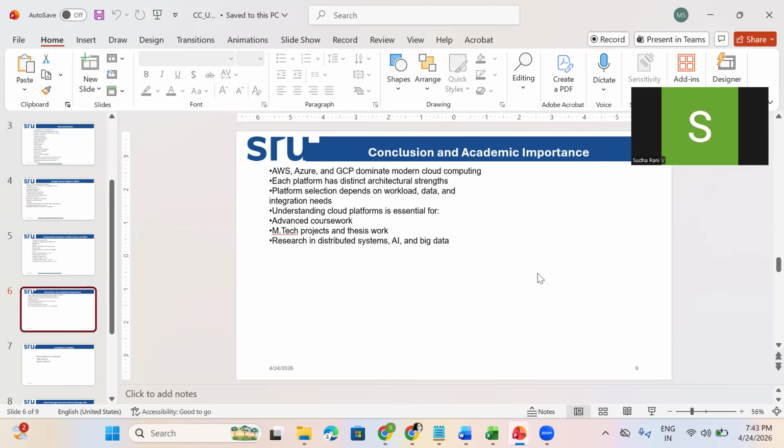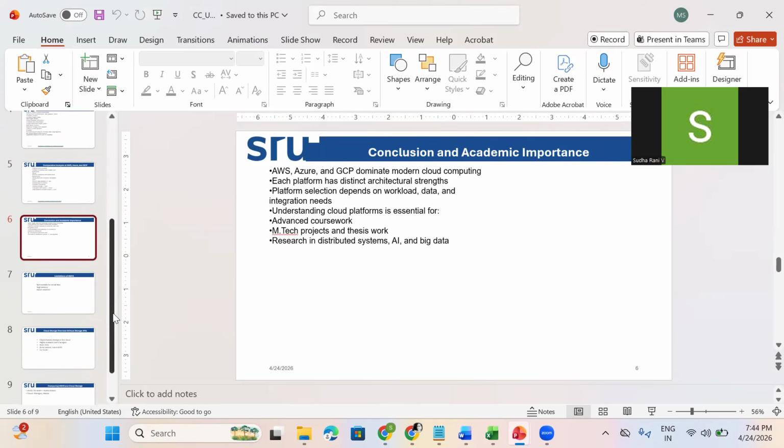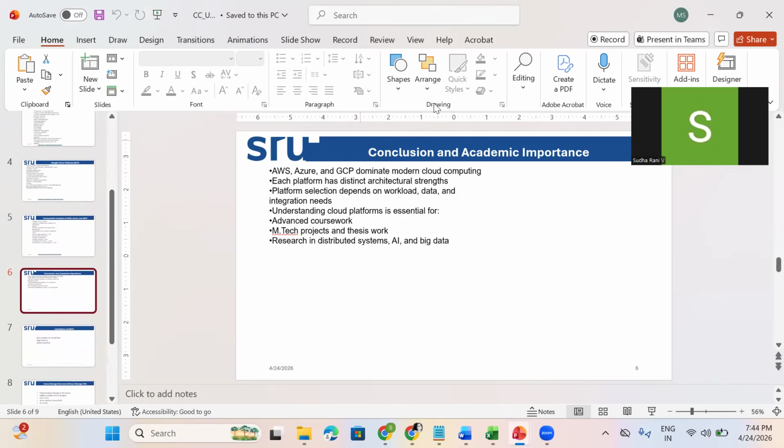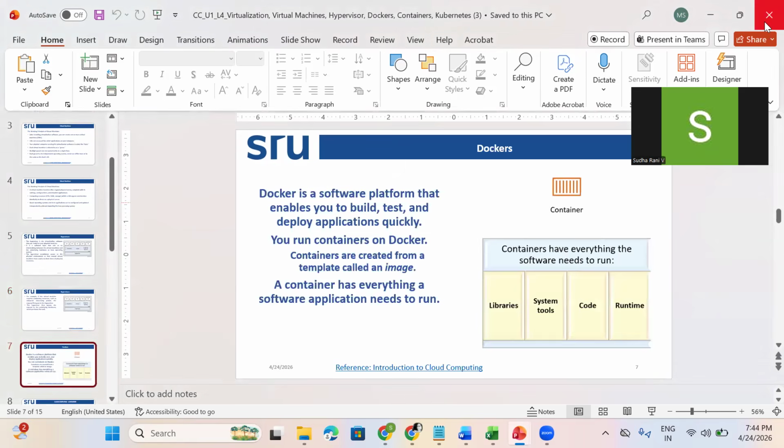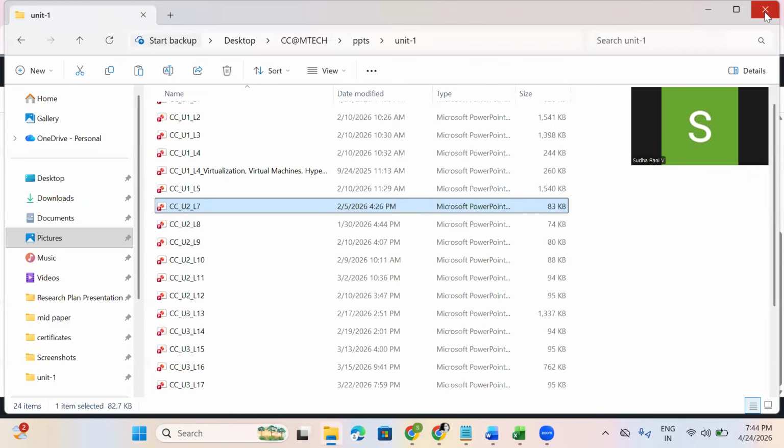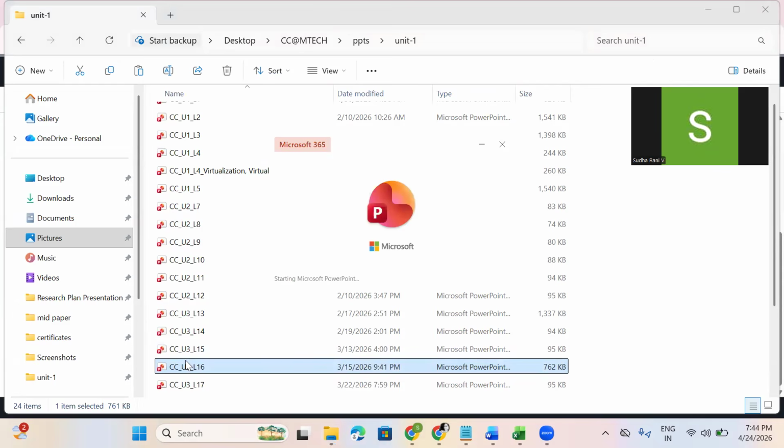So these are some of the characteristics of the major cloud platforms. Coming to the next part, here I even want to discuss with you some related topic.